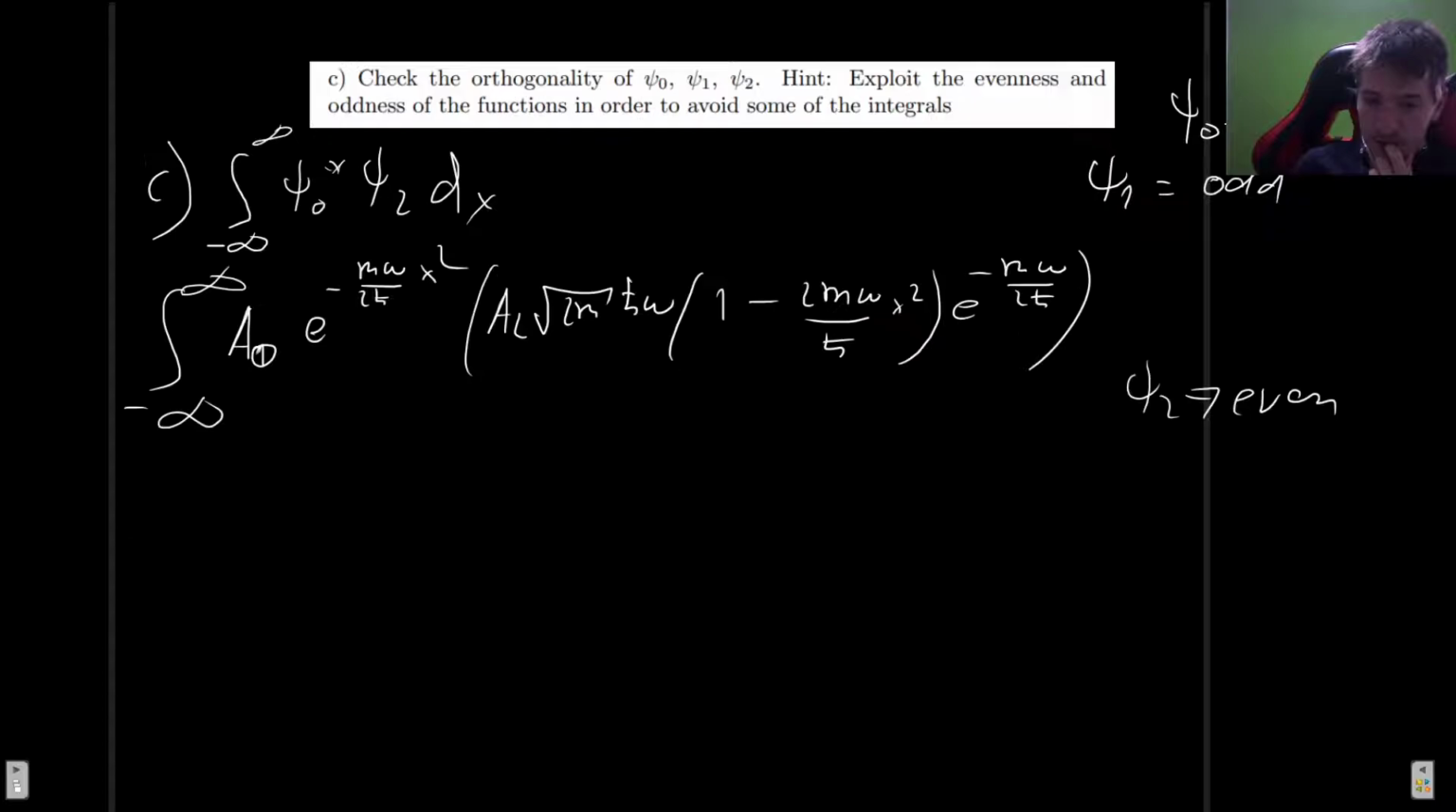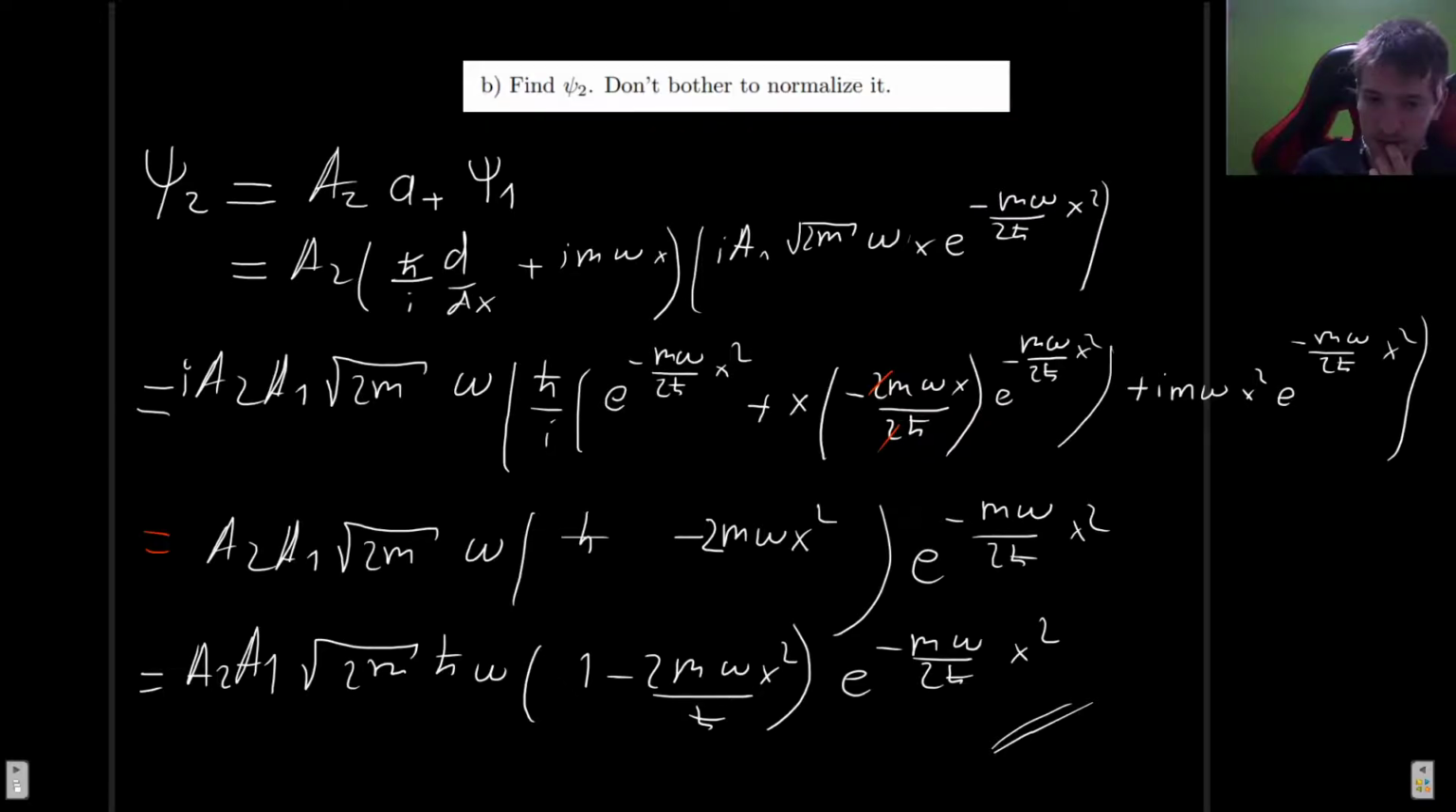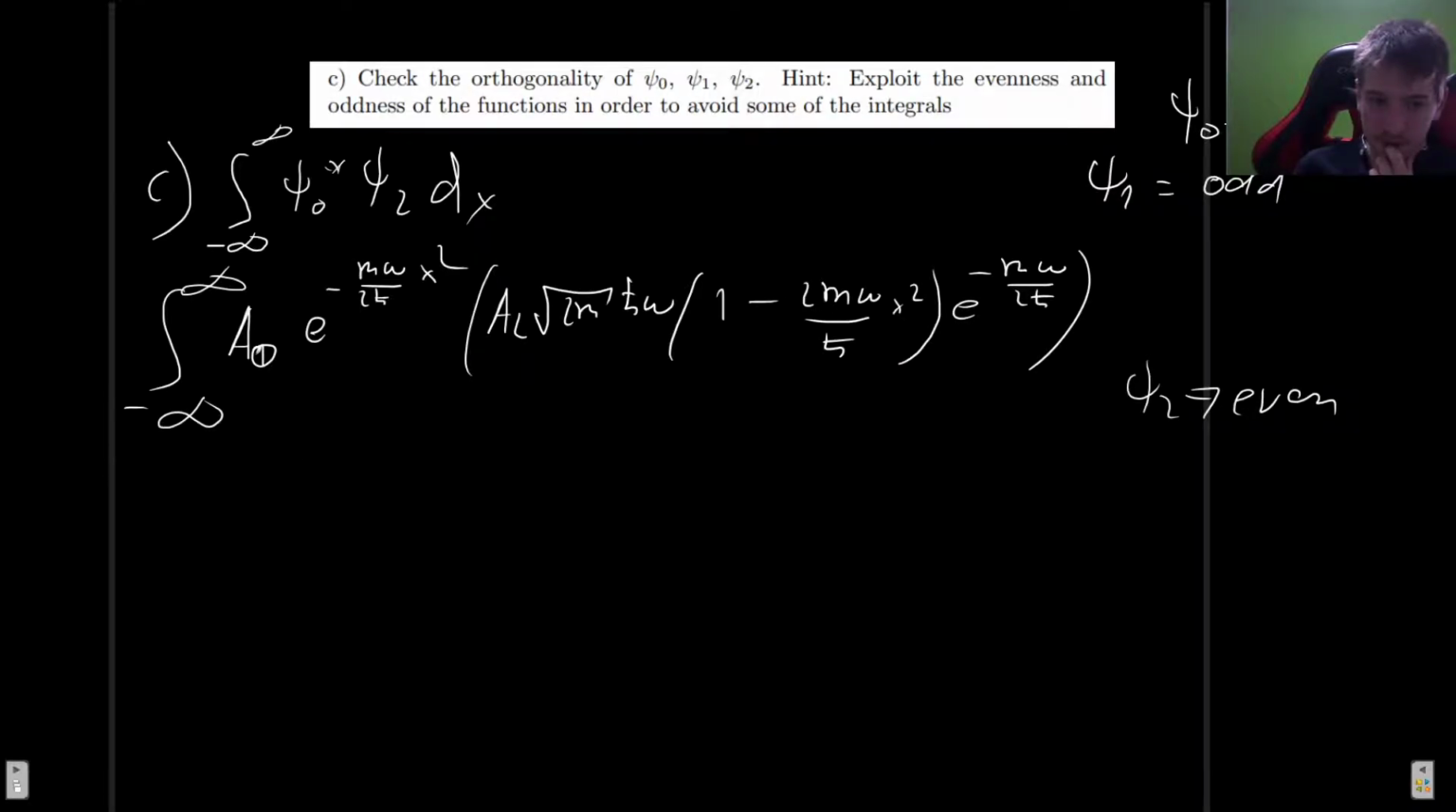1 minus 2m, I think that's what it is. It's a minus m. Okay, I think I got it right. So let us see. We have these two exponentials that are going to be multiplying each other, so we can just get rid of one. I'm going to get rid of this one right here.